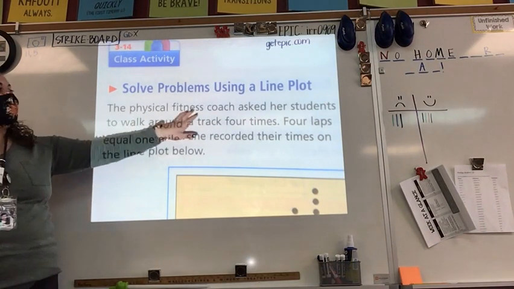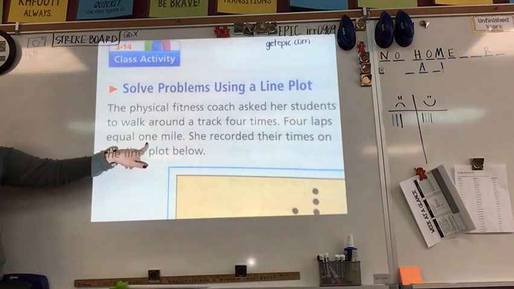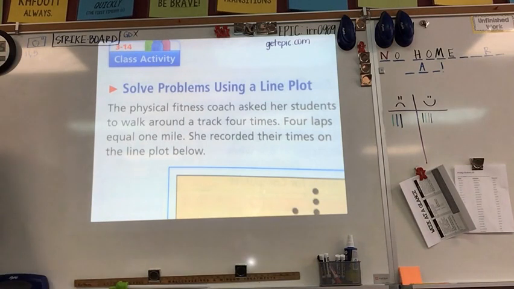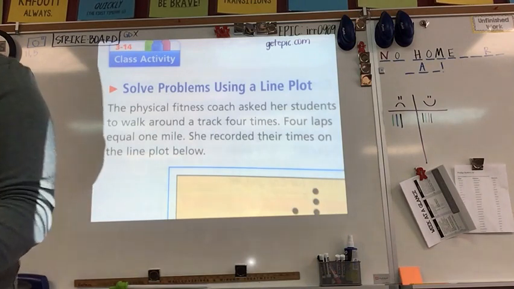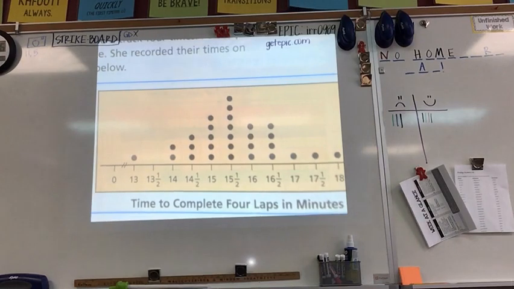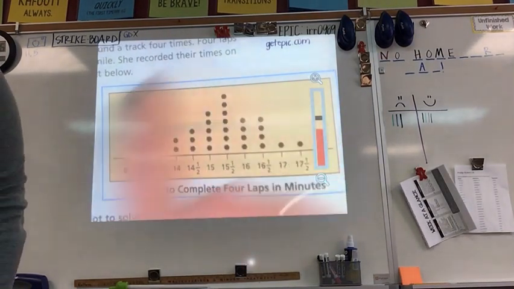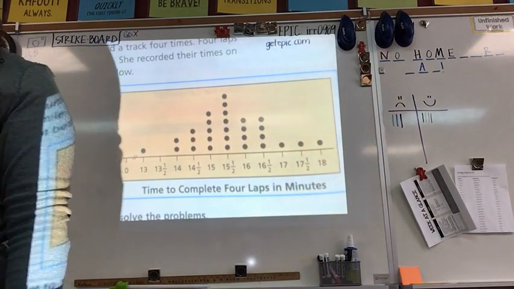The physical fitness coach asked her students to walk around the track 4 times. 4 laps equal 1 mile. She recorded their times on the line plot below. All right. So we should probably think about what the most key information from that was. Who thinks they heard something that we should remember for this chart? Skylar, what do you think?